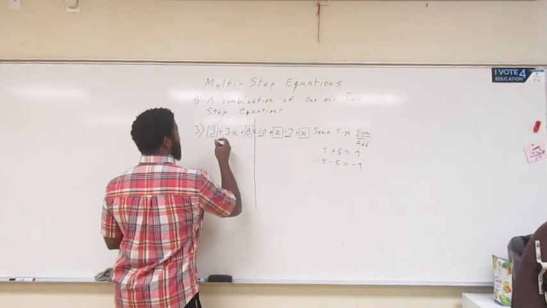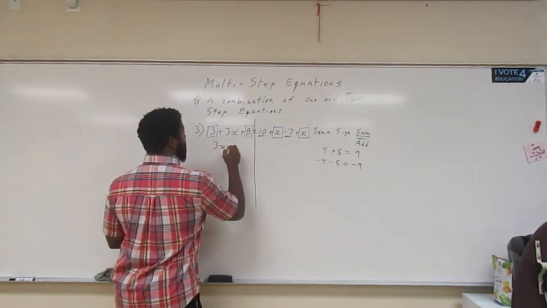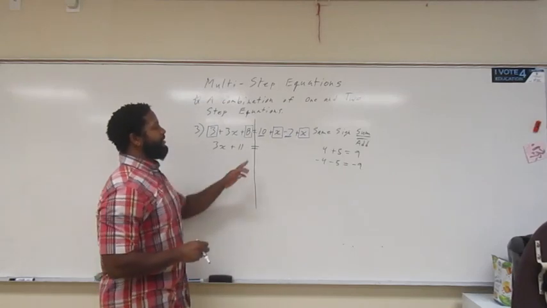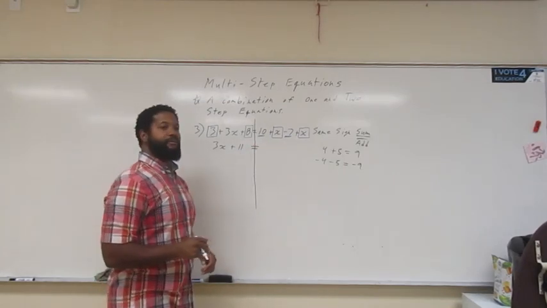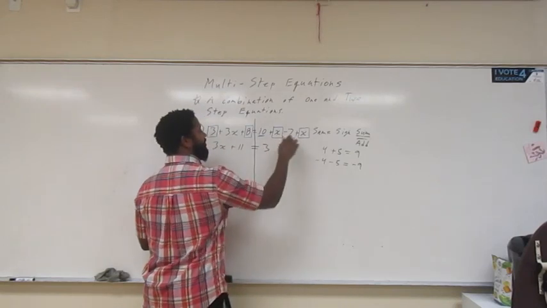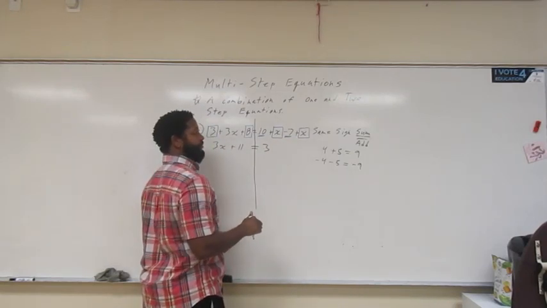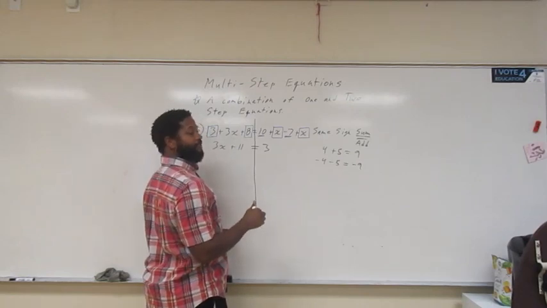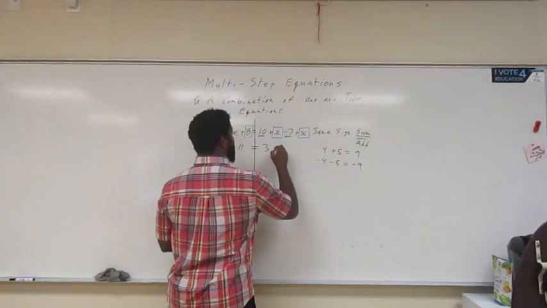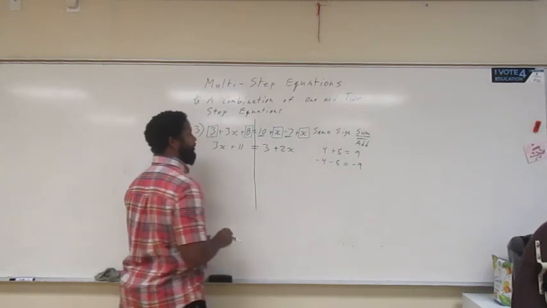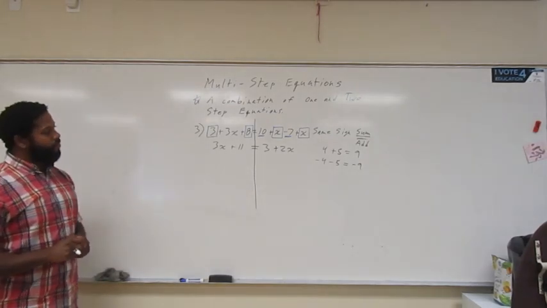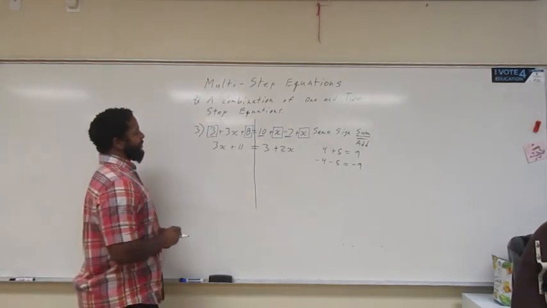So we got 3x plus 11 is equal to, what is 10 minus 7? 3. What is x plus x? 2x. Is that a positive or a negative? Positive. Okay? Now we're down to only two terms. Cool? We solved for.